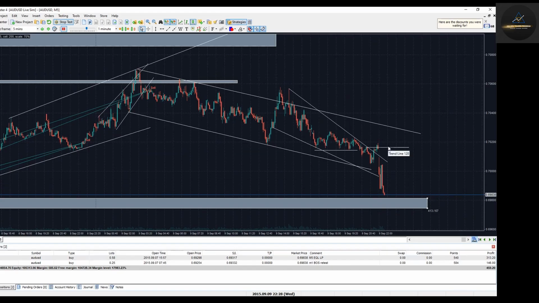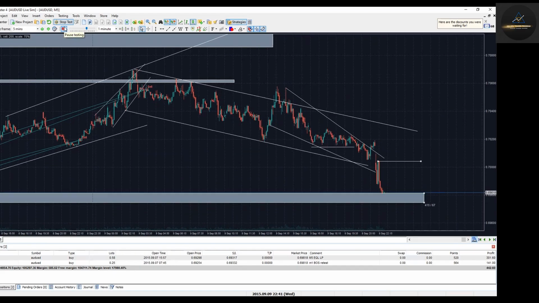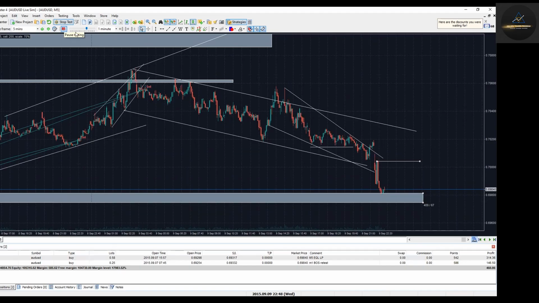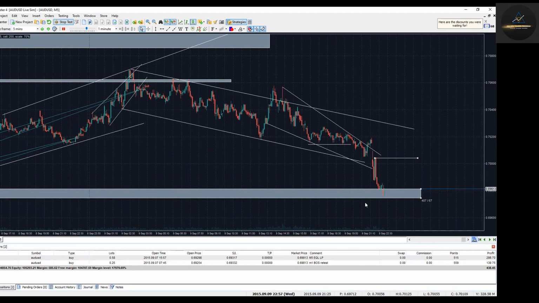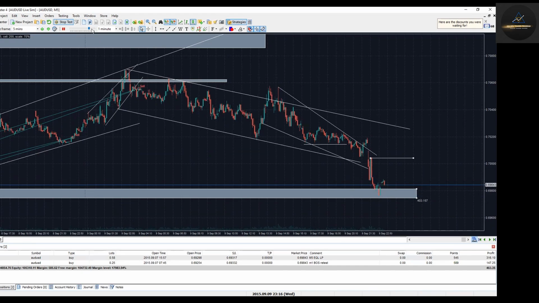So let's delete that one. Let's clean up the charts. This is a new structure, so let's wait for the breaker structure of that. Let's press play again. So price is now at our break. It is now at our point of interest. Speed it up.